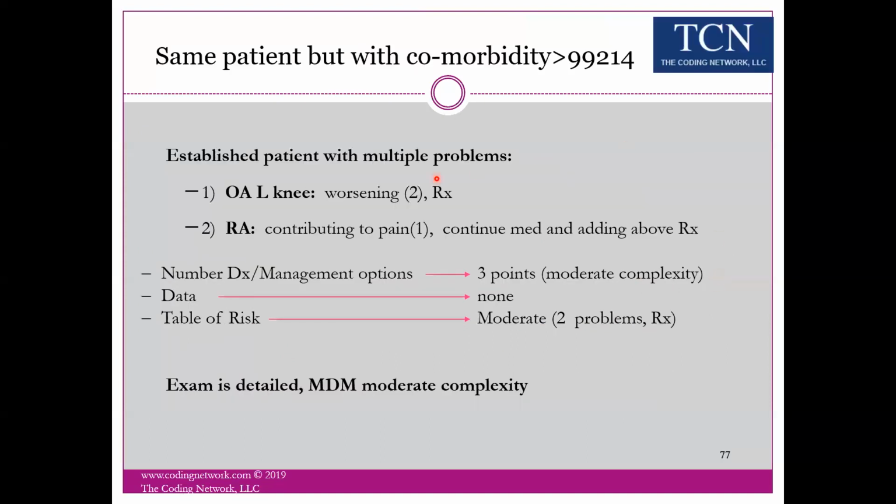Now, this could be a 99214 if in fact you added in the fact that the patient has a comorbidity, rheumatoid arthritis contributing, and based on looking at that, you are thinking about med management or treatment management. Make sure you document that, and you could then qualify for the 3 points on that table to get it to moderate, and we know that the table of risk fell into moderate.